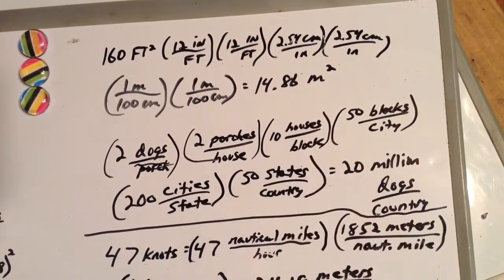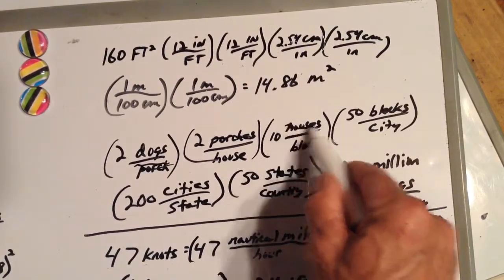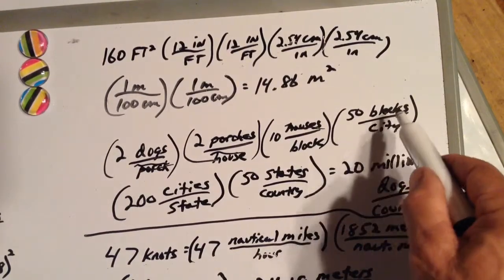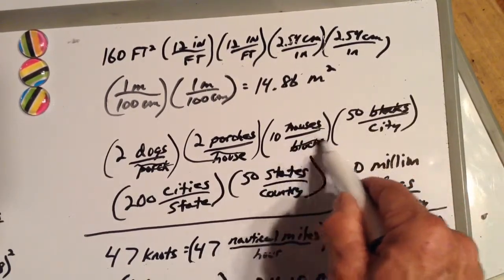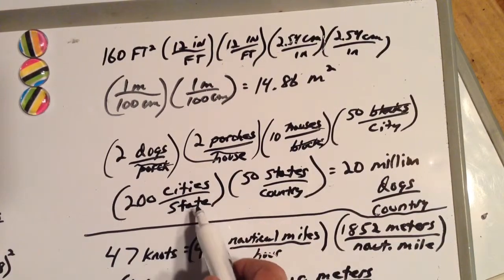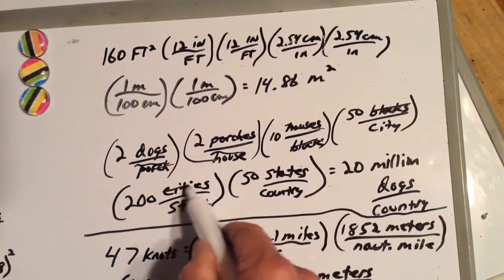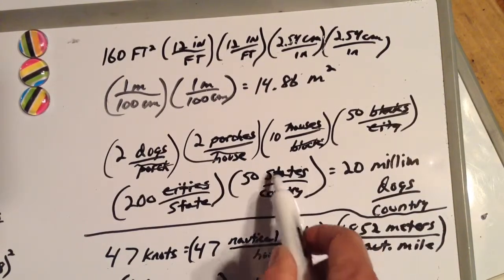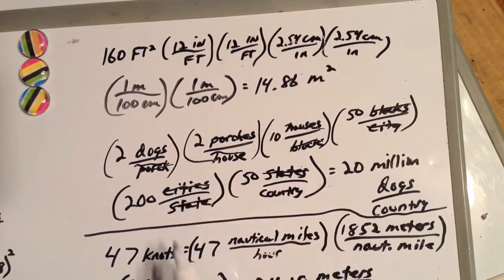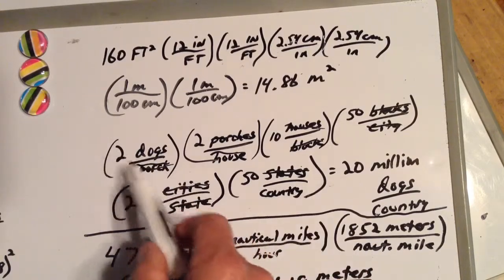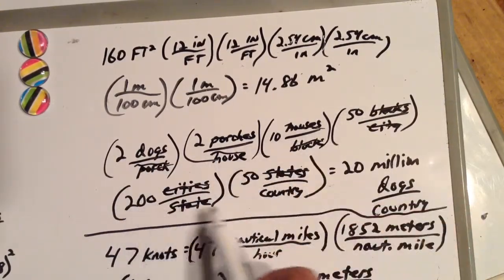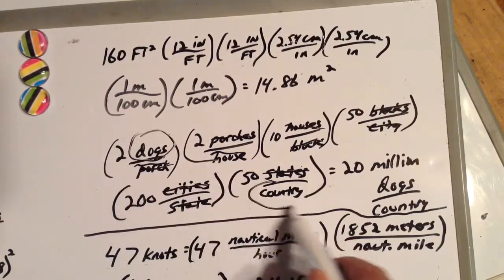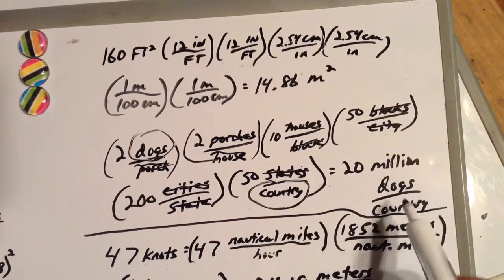Well, we have 10 houses per block, so we got houses on the top, houses on the bottom. We have 50 blocks per city. We got blocks on the top, blocks on the bottom. We got 200 cities per state, so we got cities on the top, cities on the bottom. We got 50 states per country. We got states on the top, states on the bottom. So what we're left with is 2 times 2 times 10 times 50 times 200 times 50 dogs per country, or 20 million dogs per country.